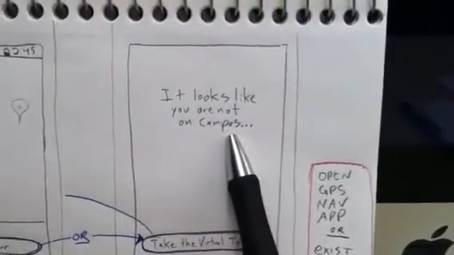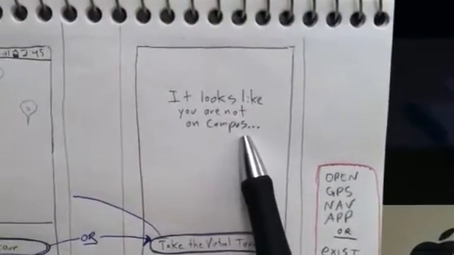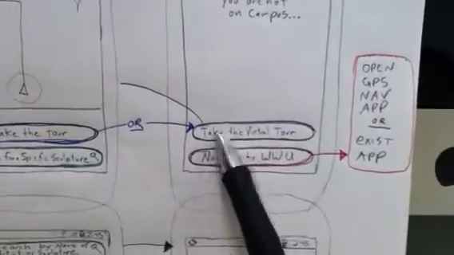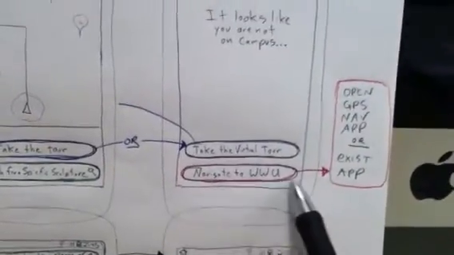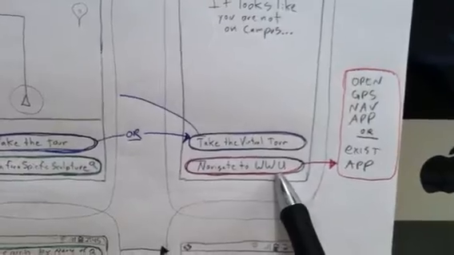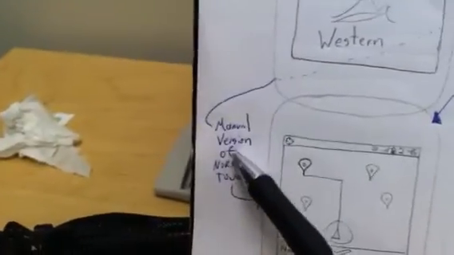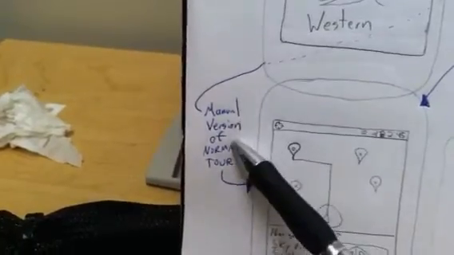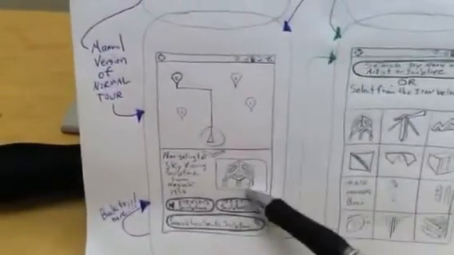Before I get to that option, once you take the tour, we decided we would automatically have a feature that would let you know if you were on campus or not. If you weren't on campus, it's going to ask you, you can take the virtual tour or you can navigate to WWU. If you opt for the virtual tour, it basically just comes right over here to the beginning. It's just a manual version of the normal tour. Pretty self-explanatory, just going to go right into that.